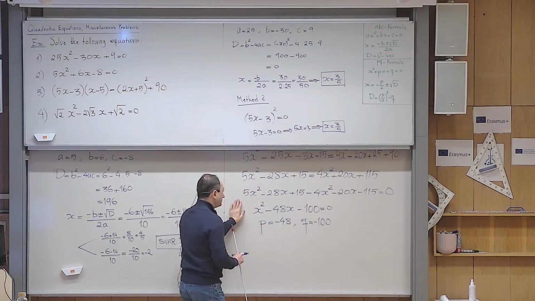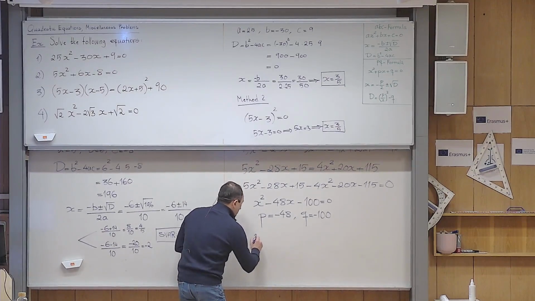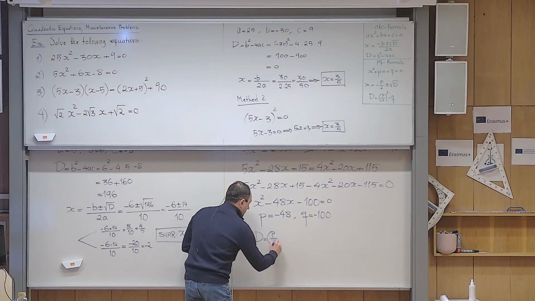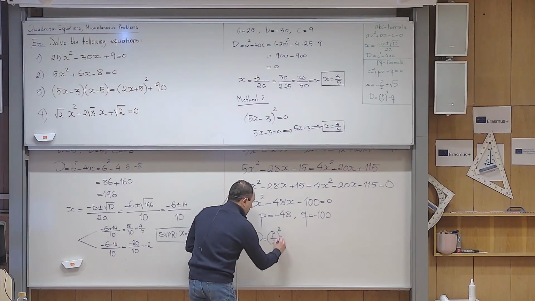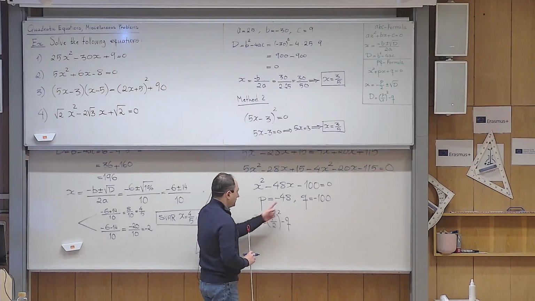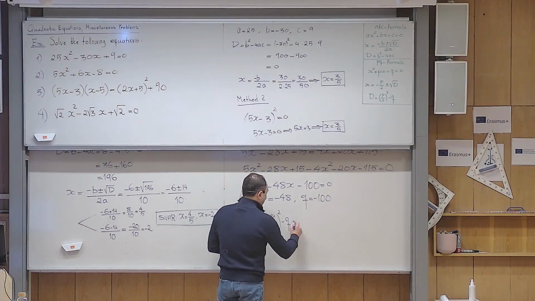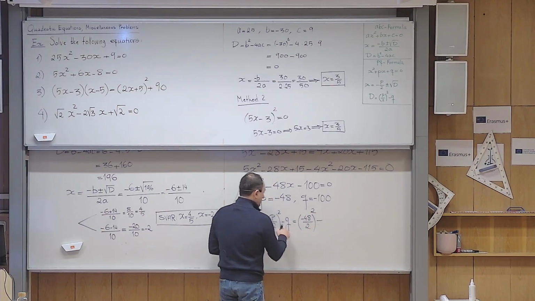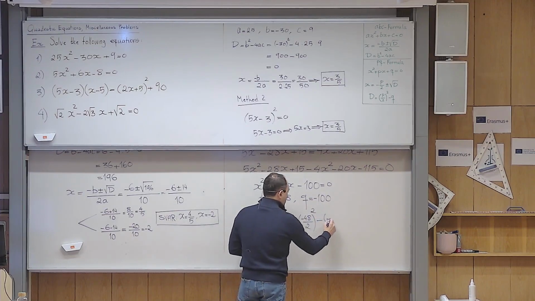Okay, so now can you help me? The discriminant is not as before. The discriminant is P divided by 2 to the power of 2 minus Q. So let us do that. So this number divided by 2 to the power of 2 minus Q itself is minus.